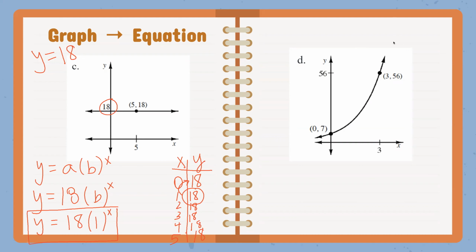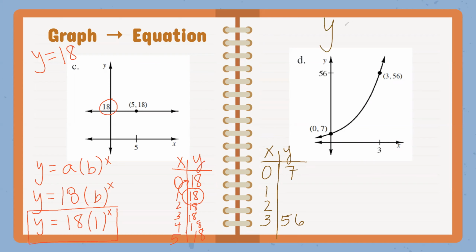Let me make a table. Okay, close enough. So I have my x and my y. It looks like I start at 0, 7. And my next point given is 3, 56. I need to write an equation.